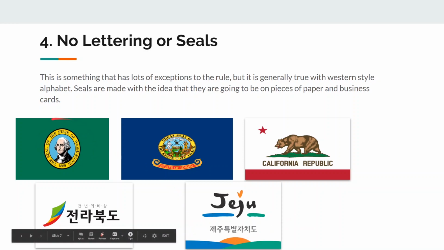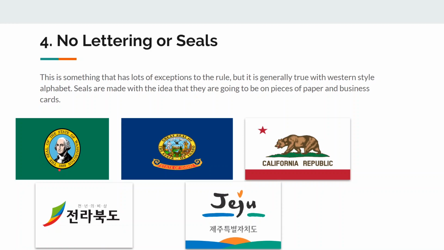My home state, Washington, they say the seal of the state of Washington, 1889. That's it. So great seal of the state of Idaho. State of Idaho. So they say state of Idaho 2 times right next to each other. And it makes it more difficult to see what's inside.